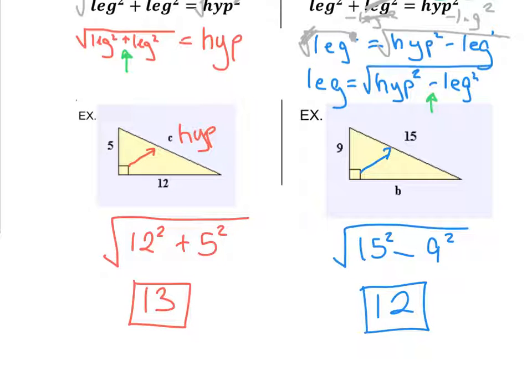Just a plain old 12, not squared or anything. Yes? The hypotenuse is bigger than the side. Yes, you can check your answer because if you get something bigger, you did something wrong because the hypotenuse is always your biggest answer. That's a good thing to look at, okay?